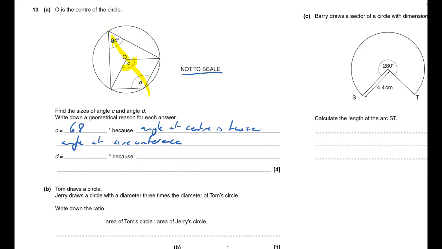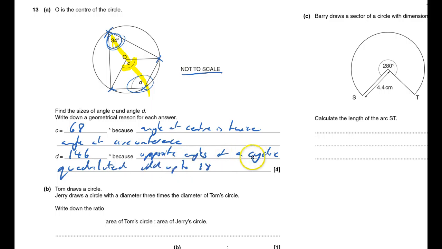What's D? Well, there's 2 ways of doing D. You could know that we've got a cyclic quadrilateral here because 4 corners of the quadrilateral are on a circle, and opposite ones, this 34 and D, add up to 180. And so that one must be 146 because opposite angles of a cyclic quadrilateral add up to 180 degrees.